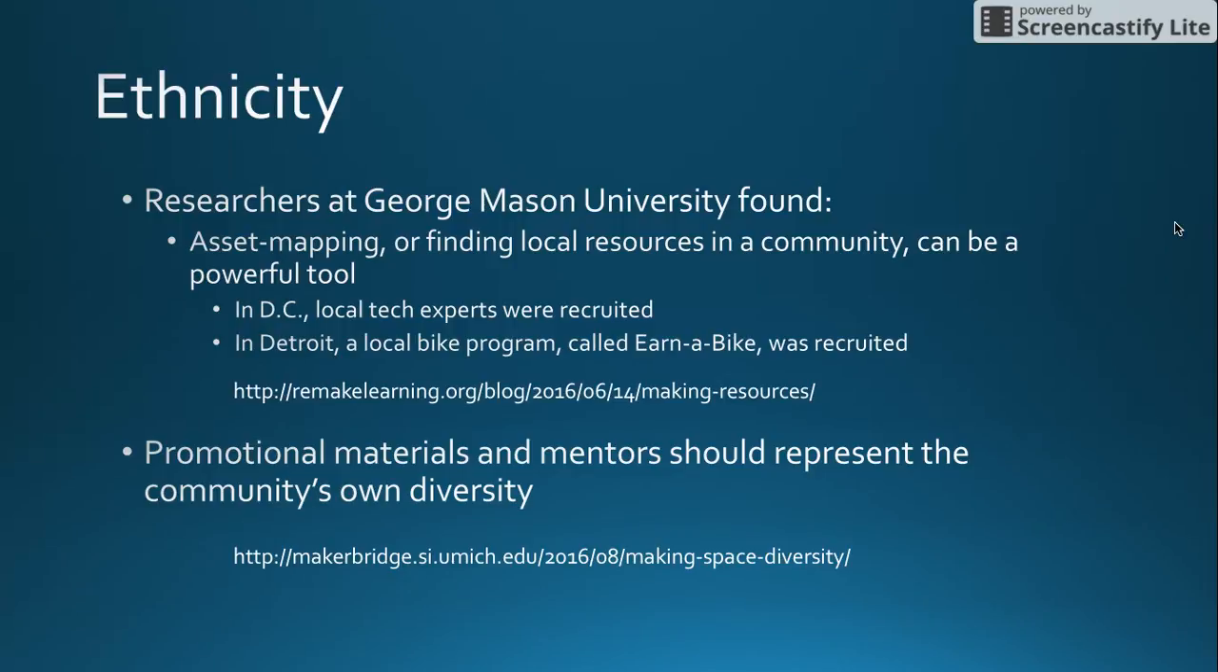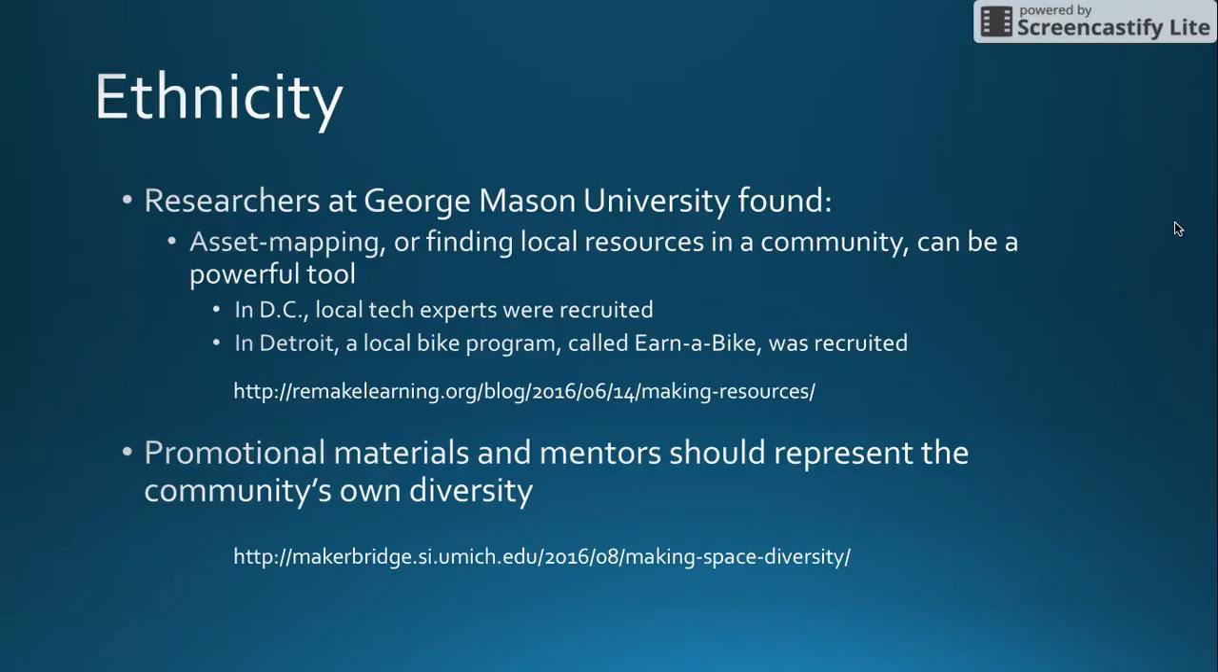The next area is in the area of ethnicity. And here we found lots of different studies. One study was at George Mason University, and they talked a lot about bringing in people and resources from the community, also known as asset mapping, that this can be a powerful tool. They looked at examples from 2 different places in Washington, D.C., where local tech experts were recruited and brought into a makerspace, and also in Detroit, where a local bike program called Earn a Bike was recruited, and they did lots of work on bike mechanics.